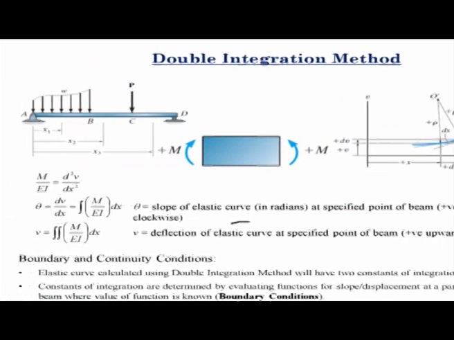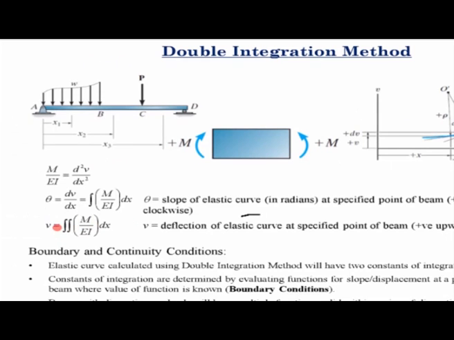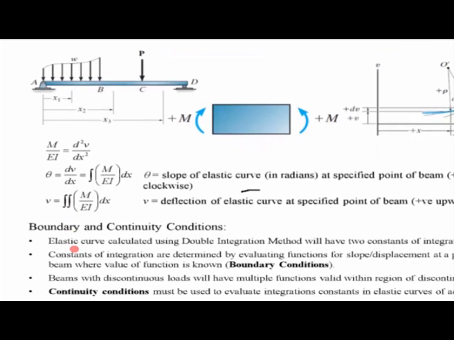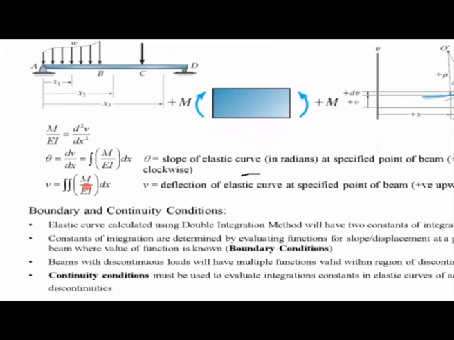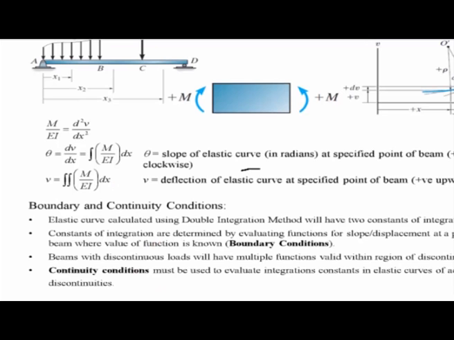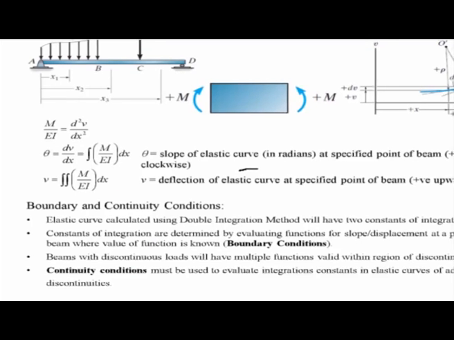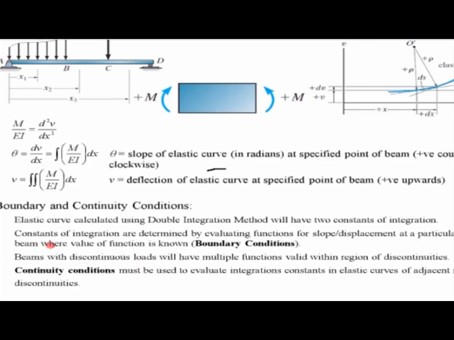Now coming back to that equation for this elastic curve, which is basically the deflected profile of the beam, we all know that if we integrate this moment function of the beam, which is basically an expression in terms of x, where x is the distance from one end of the beam, we'll be getting some constant of integration on the right hand side. So those constants of integration have to be evaluated in order to be able to calculate the deflection of the beam at any section, or in order to get the equation of that elastic curve. So the elastic curve calculated using this double integration method will have two constants of integration.